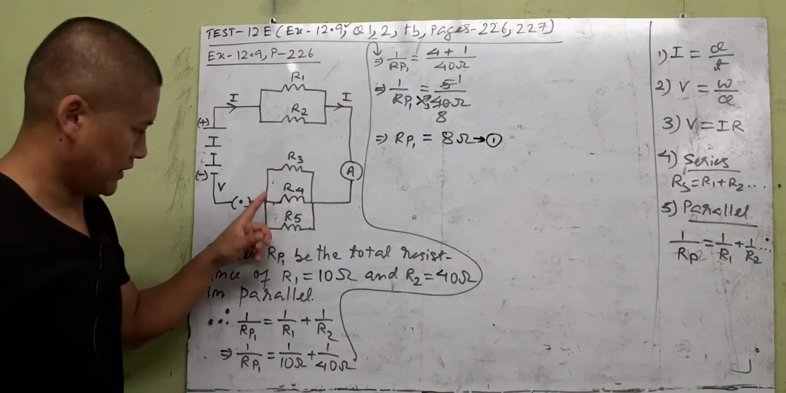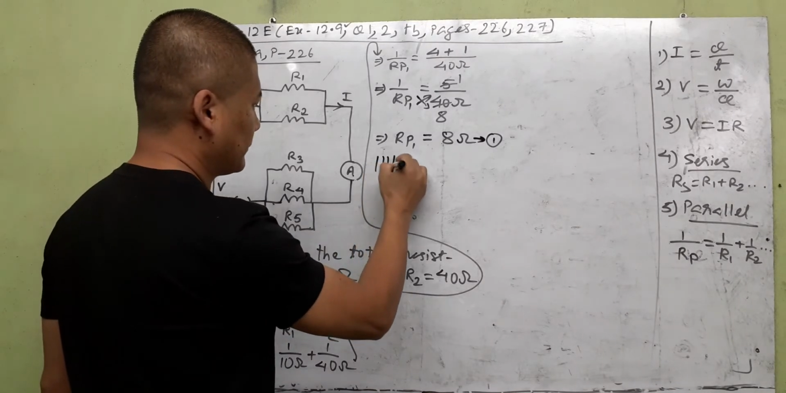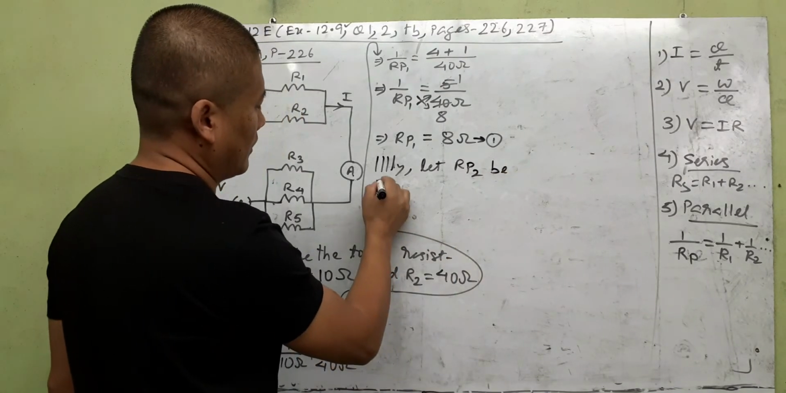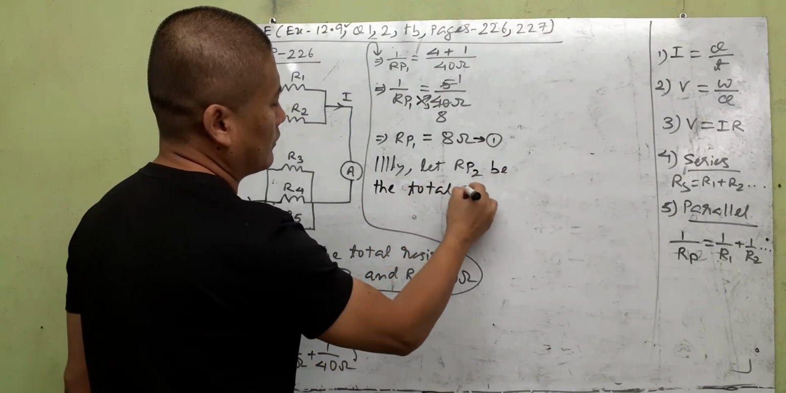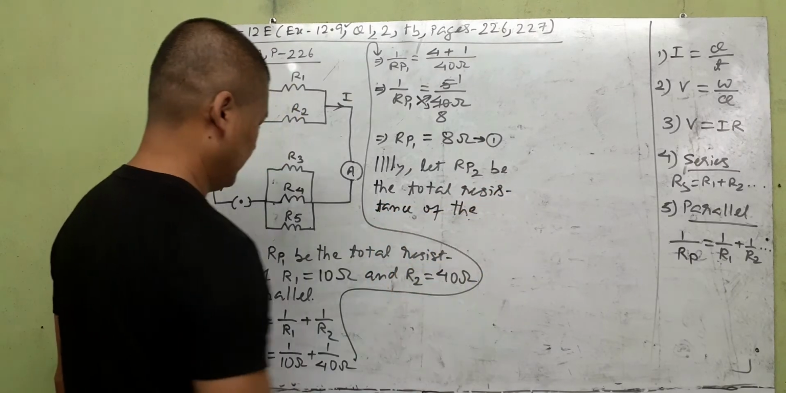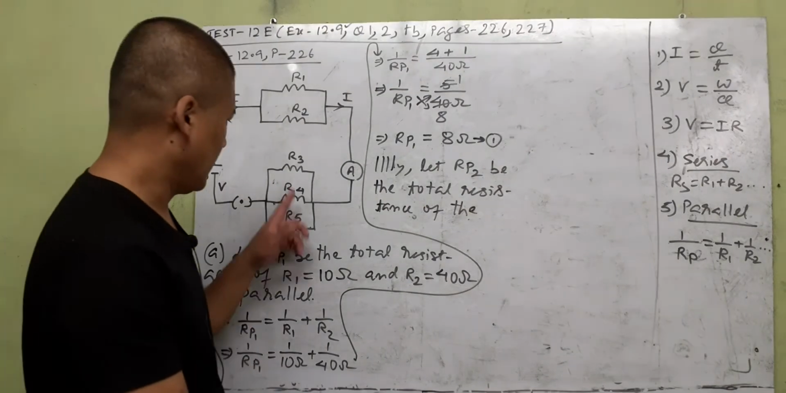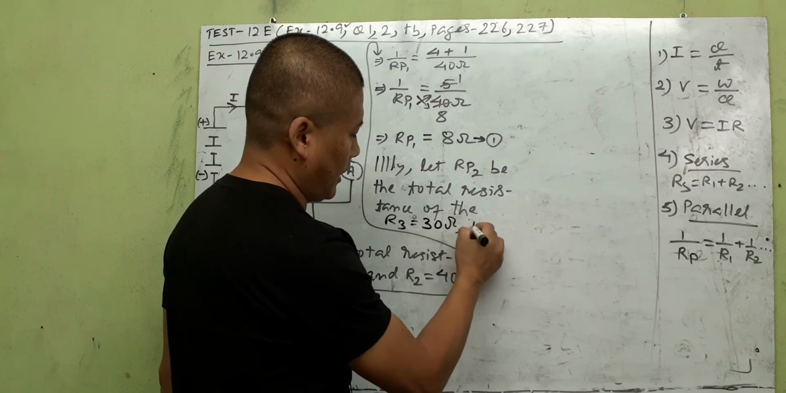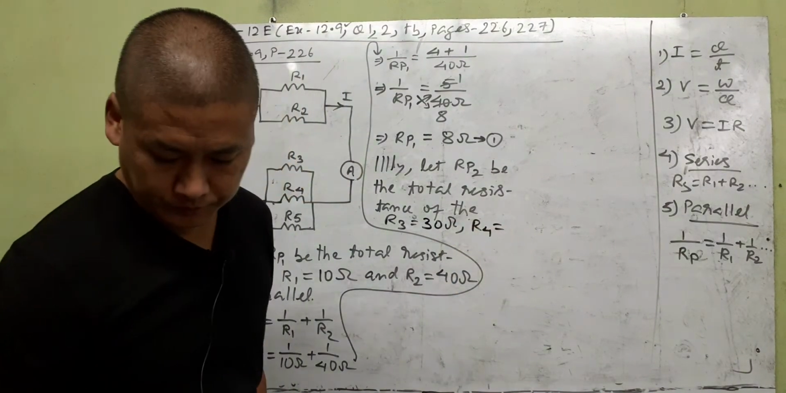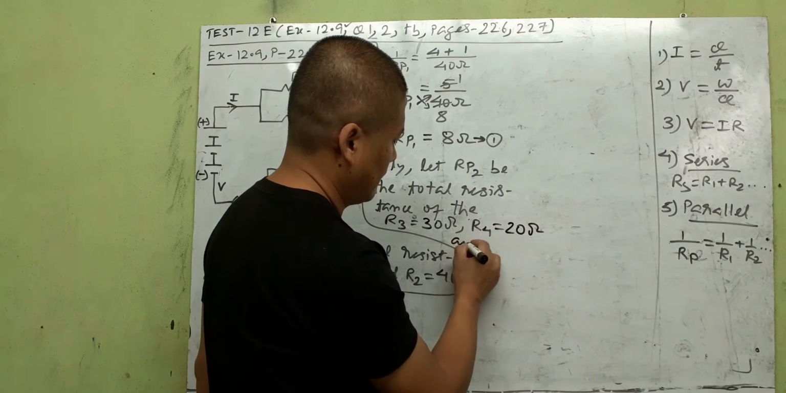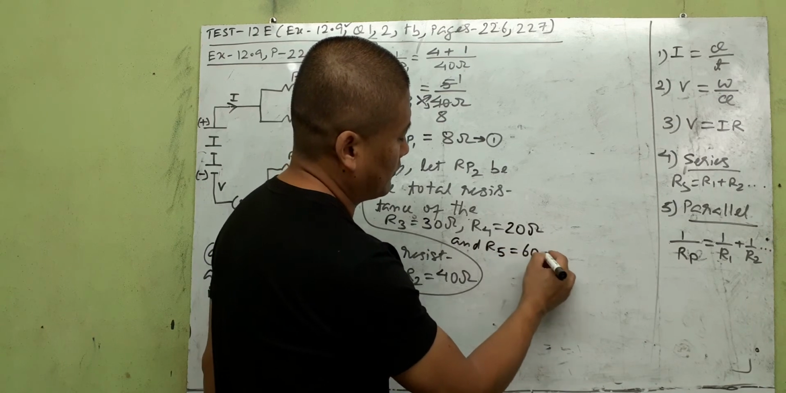Similarly, let's do for these 3 sets here. So similarly, let Rp2 be the total resistance of the R3. Let's go to textbook. R3 value is 30 ohms. Then R4 is 20 ohms, and R5 equal to 60 ohms.